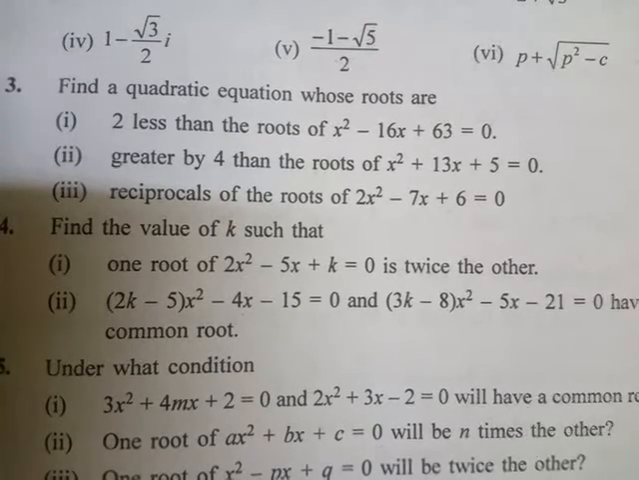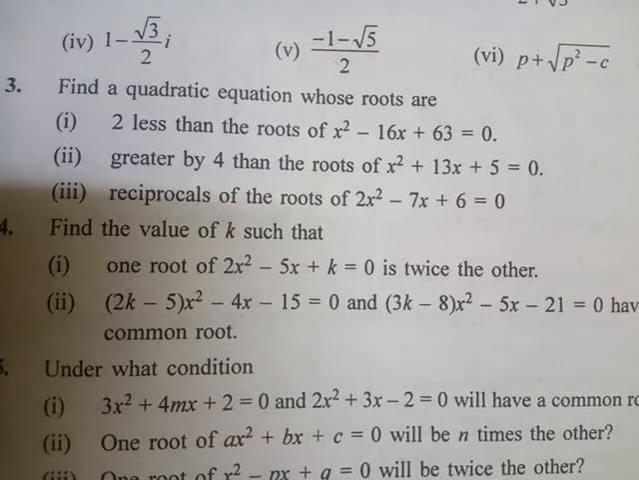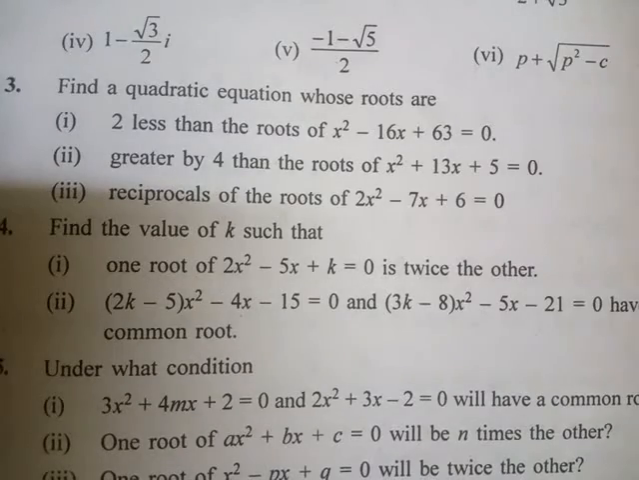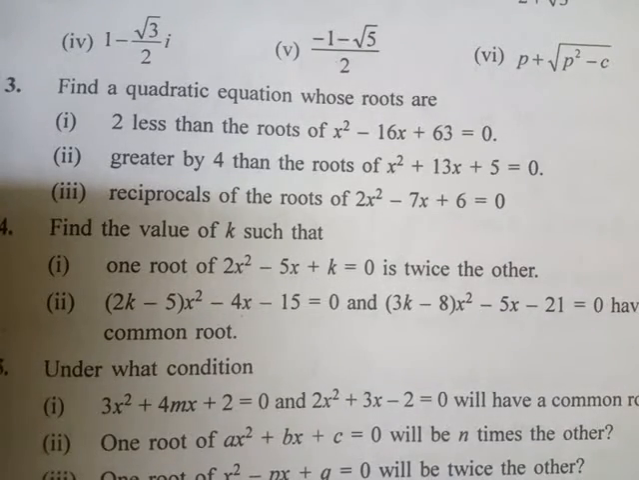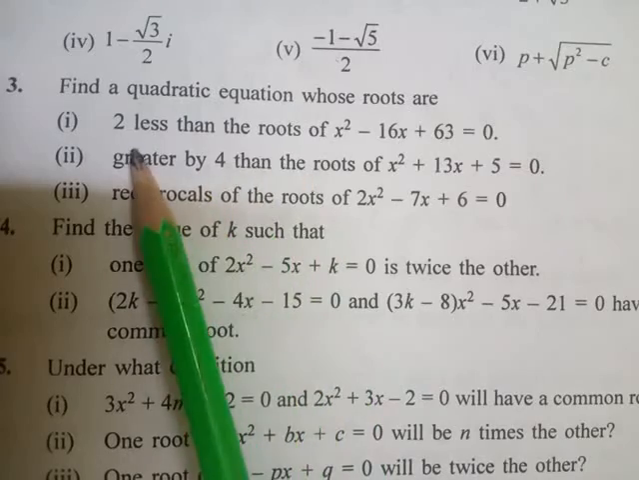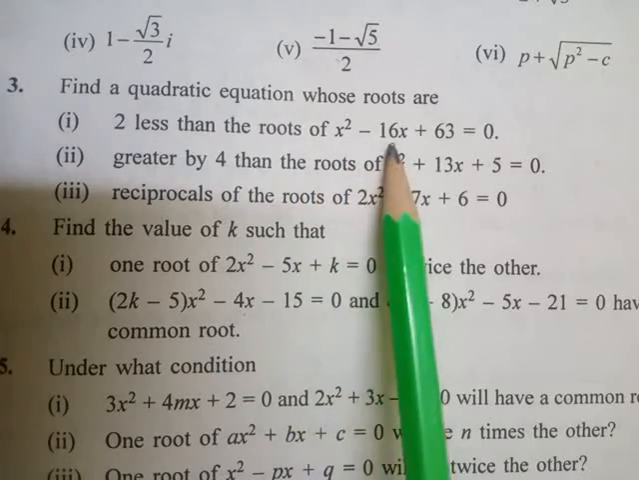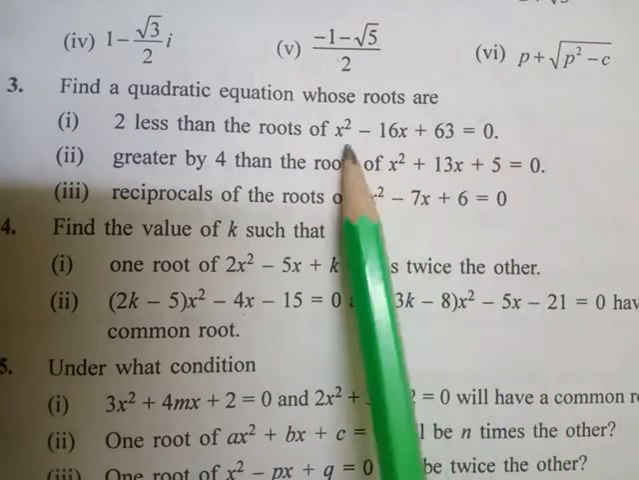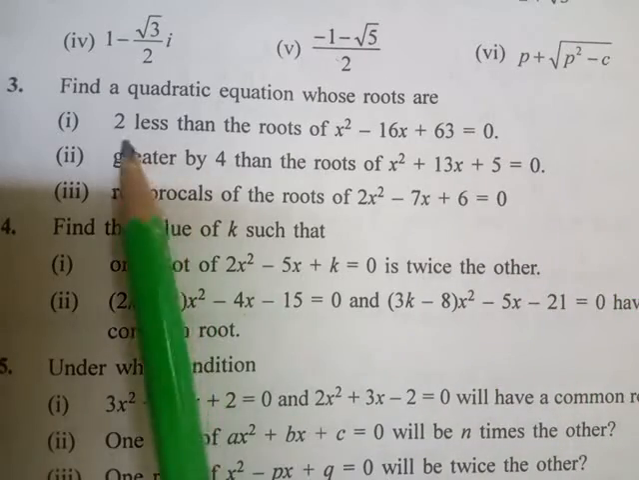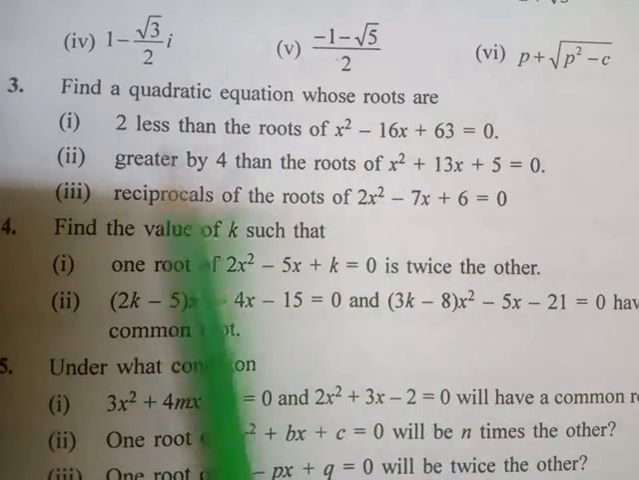Student, now we are going to solve exercise 4.1, class 10 advanced. Question number 3011: find the quadratic equation whose roots are 2 less than the roots of x square minus 16x plus 63 equal to 0. For a quadratic equation there are two roots, and the roots are already given by this condition: 2 less than the roots of the quadratic equation x square minus 16x plus 63 equal to 0.